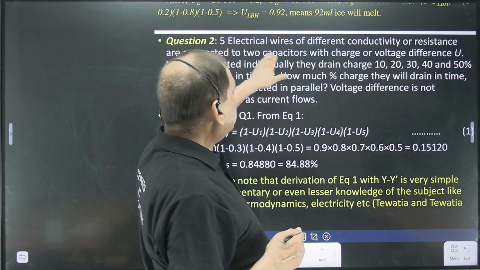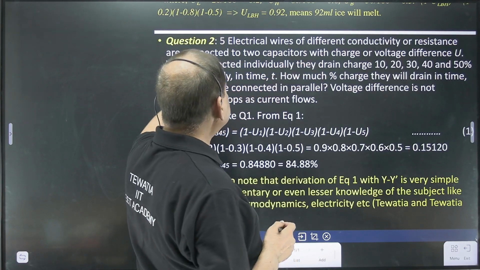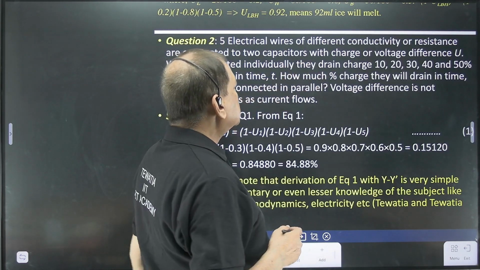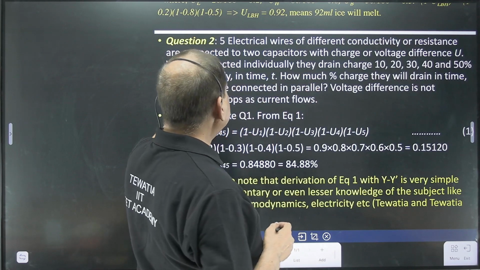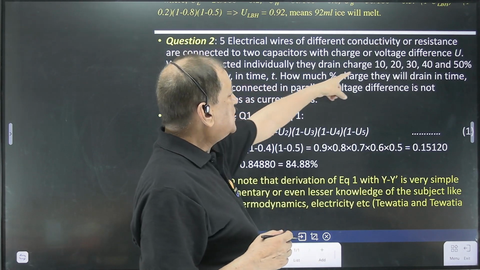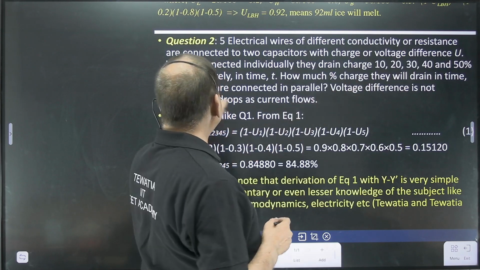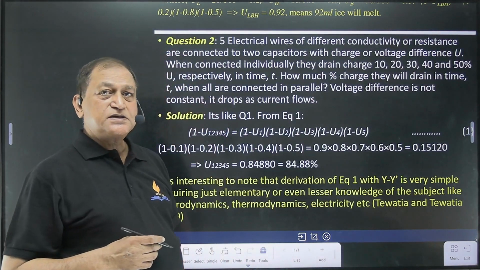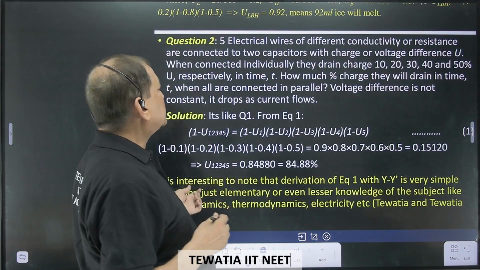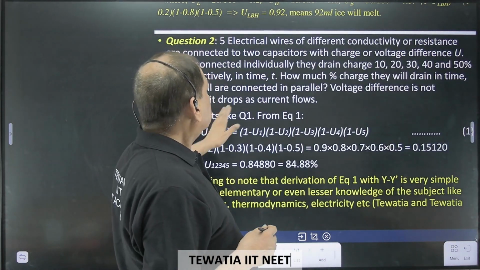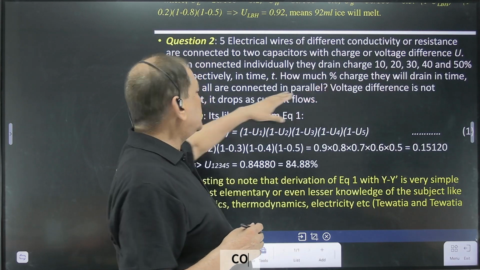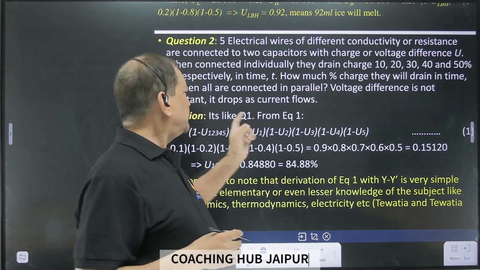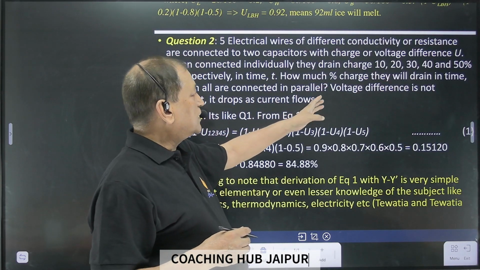Then electrical wires of different conductivity resistance are connected to two capacitors with charge or voltage difference U. When connected individually, they drain 10, 20, 30, 40, 50% U respectively. U is the percentage of the total charge drained. How much percent charge will they drain in time t, same time, when they are connected in parallel?